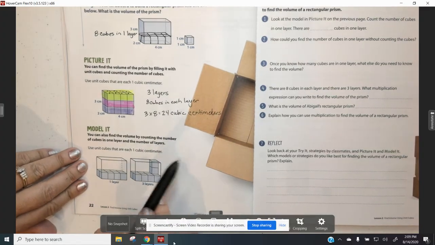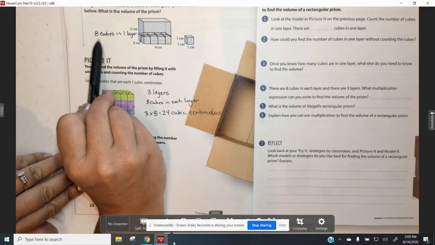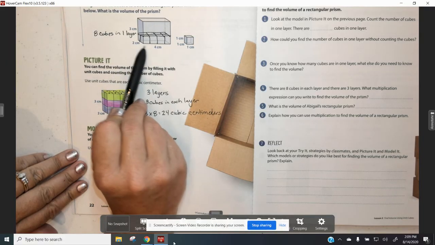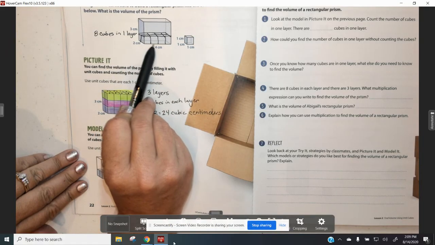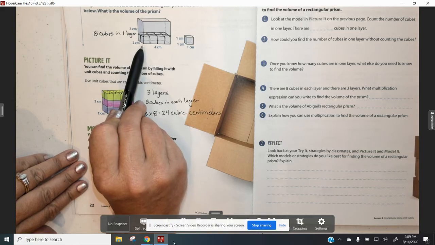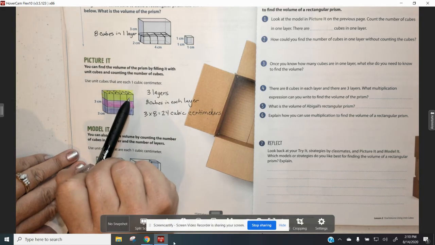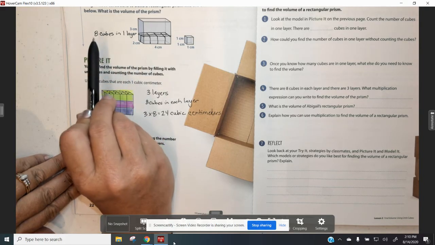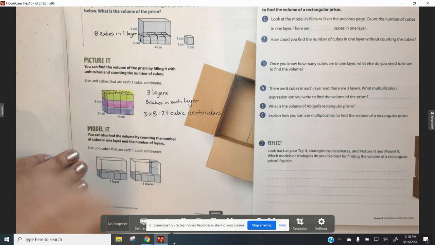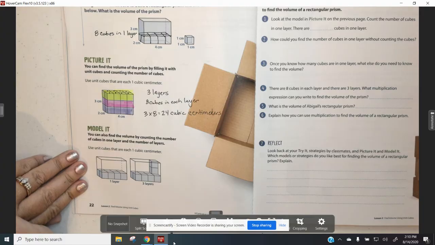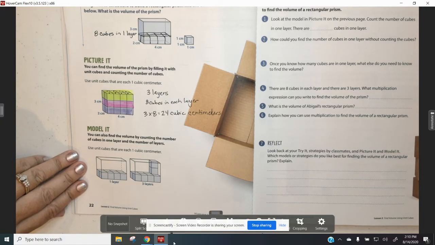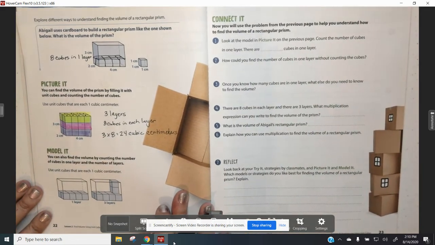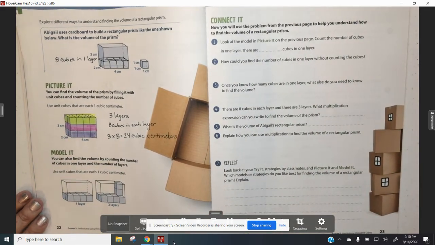Now it's interesting because here we see that we have 8 cubes in one layer. And we have the bottom layer is 4 units long and 2 units wide. Interesting. If we look at that 4 and 2 and that 8, what do we notice? Keep that in your brain because we're going to need it in just a moment. We're going to go ahead and go to the next page, page 23.